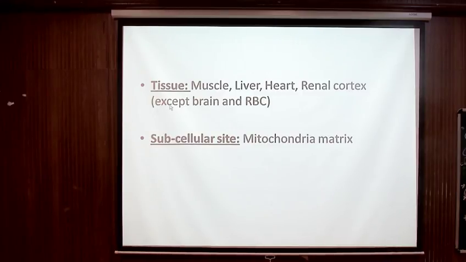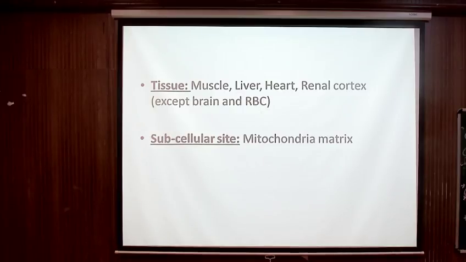Now, where does this beta oxidation take place? It takes place in the muscle, liver, heart, and renal cortex. It does not take place in the brain and RBC. The subcellular site is the mitochondrial matrix. Why does it not take place in RBCs? Because there is no nucleus and no mitochondria. Why not in the brain? Because the free fatty acids, as I said, are bound to albumin and do not cross the blood-brain barrier. Okay. So that is the reason beta oxidation does not take place in the brain as well as in the RBCs.